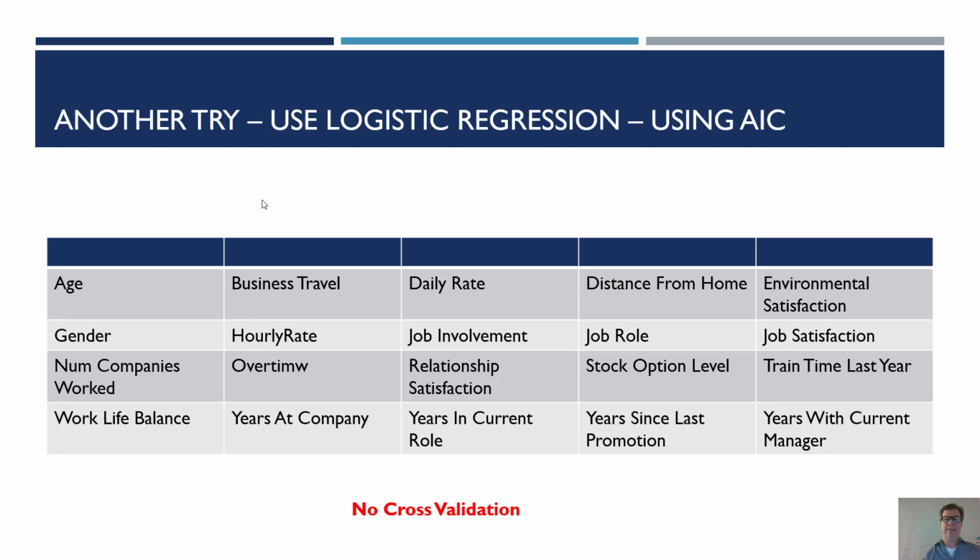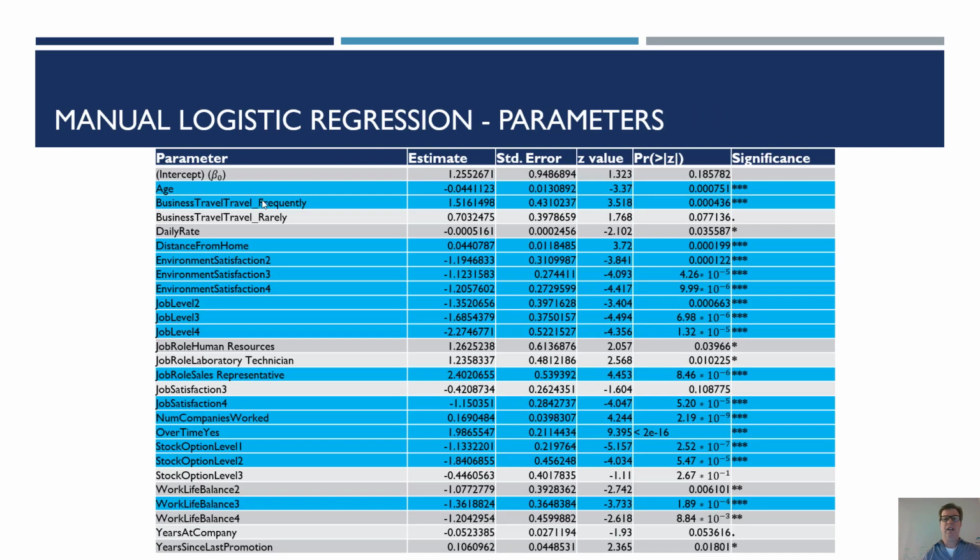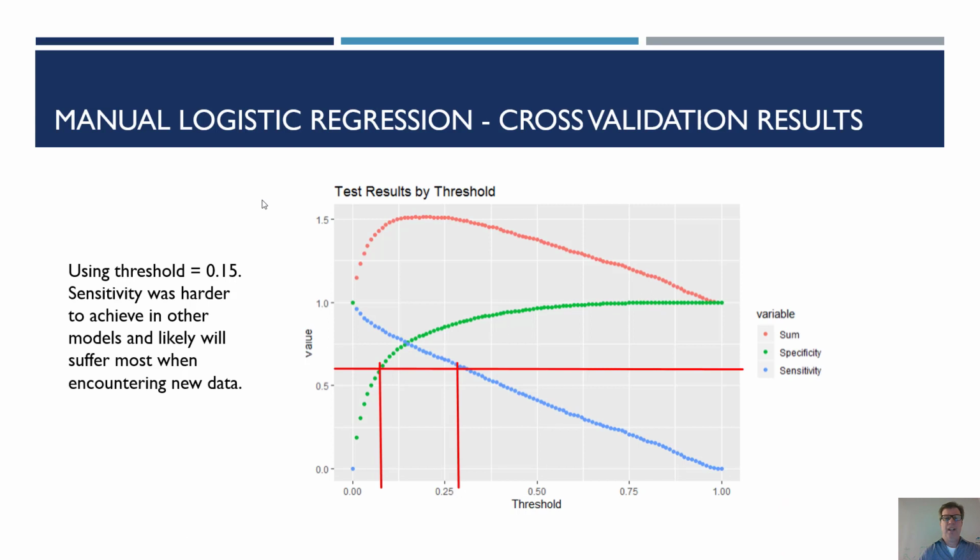The third model I used was logistic regression. I first used an AIC to automatically choose parameters, and then switched to a model where I could choose the parameters because it allowed me to do cross-validation. The parameters I used that had significance were age, business travel frequent, distance from home, environmental satisfaction, job level, job roles, number of companies worked, job satisfaction, and stock option levels, and of course overtime. So there's quite a bit of different fields with significance there.